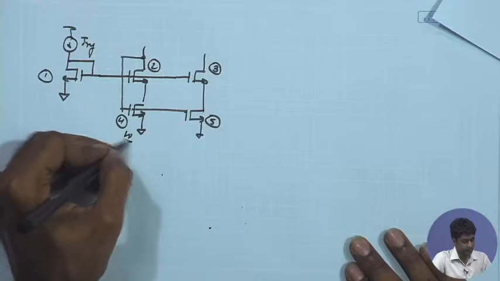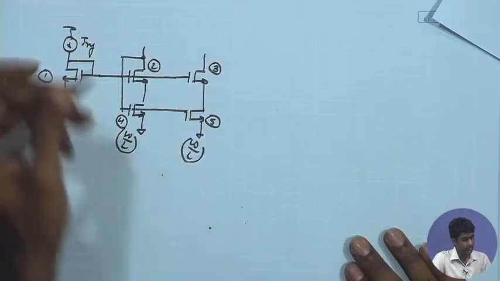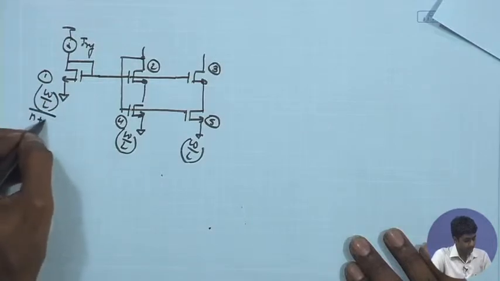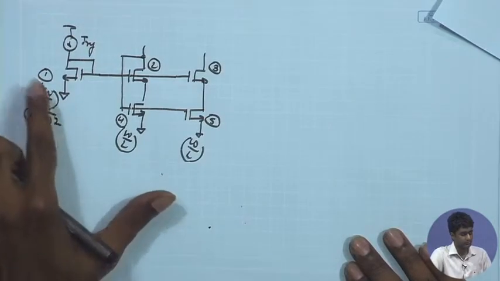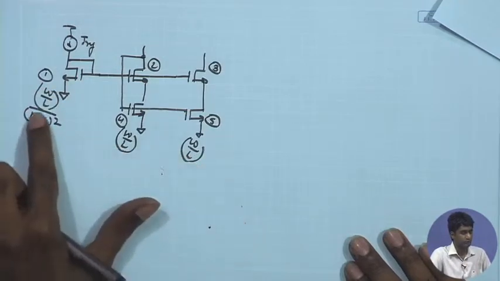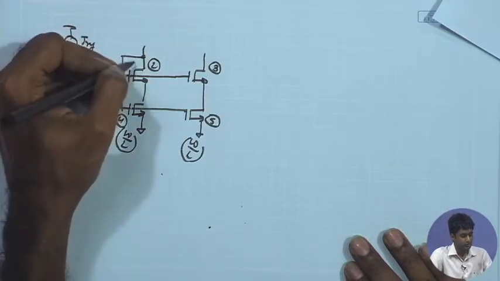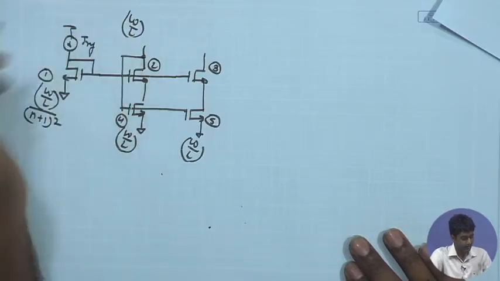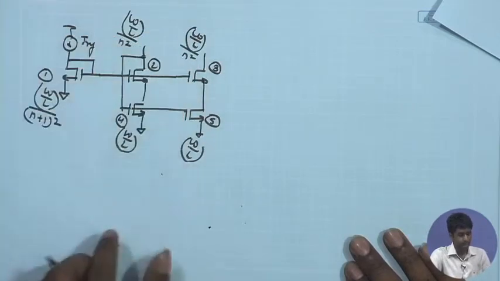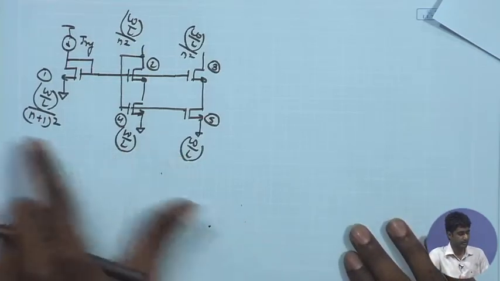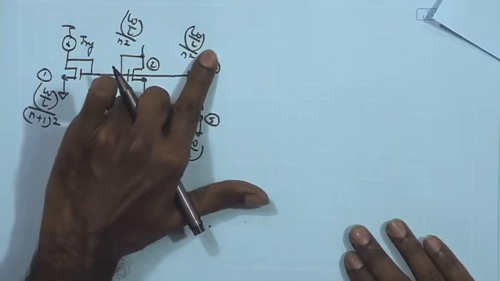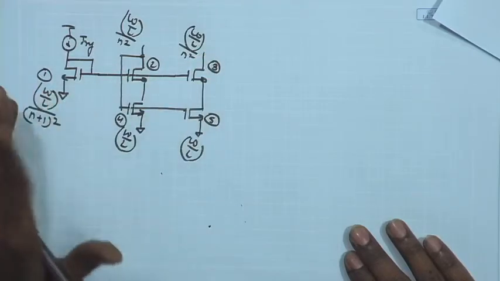So, here assume that these devices have W by L ratio, W by L, and here this one is having W by L upon n plus 1 square, where n is an integer. So, this W by L ratio is W by L upon n plus 1 square. If these two, 4 and 5, are having W by L upon n plus 1 square, these two are having W by L upon n square. This is also having W by L upon n square. So, this is the biasing condition I have arrived at. So, you have W by L, W by L, W by L upon n square, W by L upon n square, and here you have W by L upon n plus 1 square.